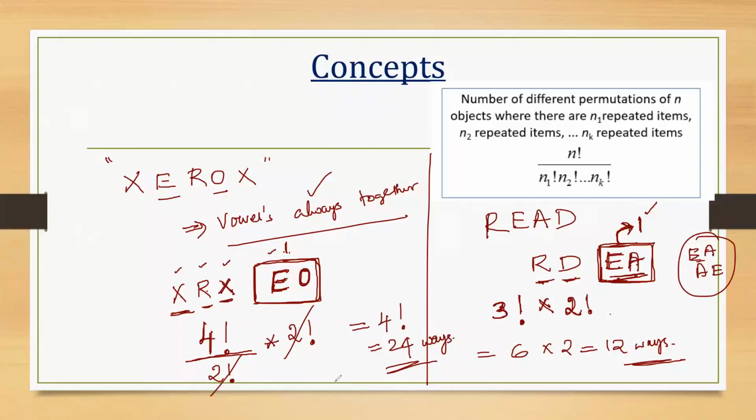Is it clear? Suppose the question is asked like that: vowels always come together. Is it clear? Okay, vowels always come together, so then you can take EO as a single term.